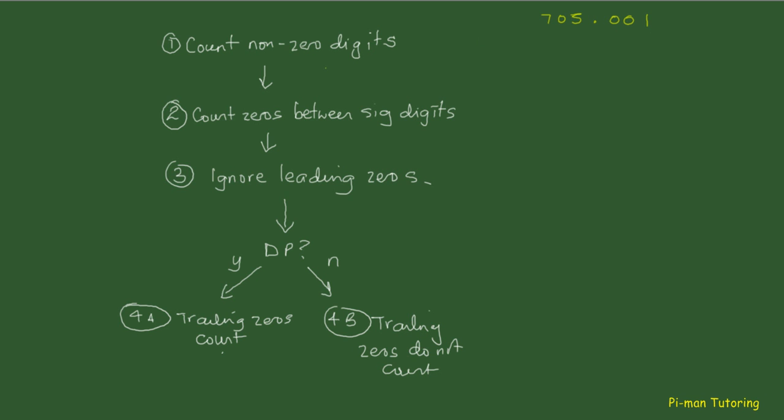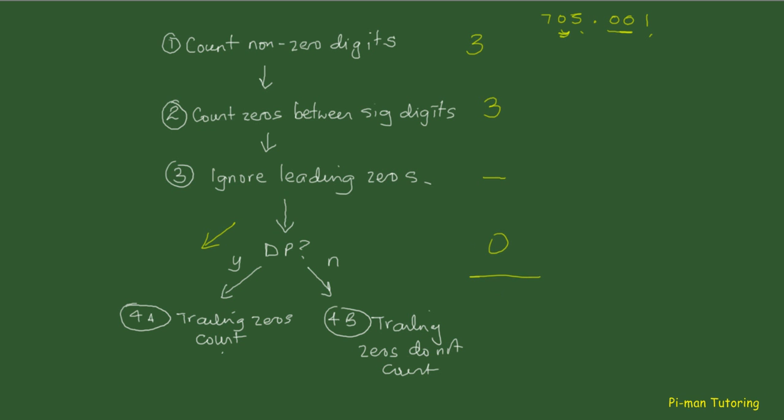705.001. Count the non-zero digits, 3 of them. Count the zeros between the significant digits. Well, this 0 is between a 7 and a 5, and these 2 zeros are between the 1 and the 5, so all 3 zeros are significant. Leading zeros, none. Yes, we do have a decimal point, so we're going this way. Do we have any trailing zeros? No, because the last digit in this number is actually a 1.